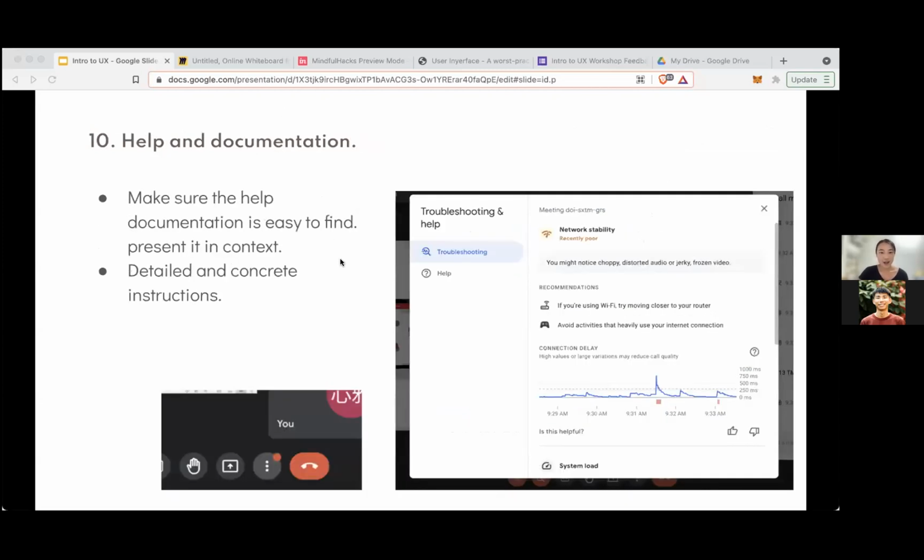And lastly, help and documentation. Whenever possible, we want to present the documentation in context, right at the moment when the user needs it. Documentation here means a help guide that teaches users how to tackle issues when using a product. The example I show here is Google Meet. When you see a red dot on the more icon and click on it, it tells you that you have bad Wi-Fi stability, and it also shows you recommendations on how to fix it. Moreover, it shows you the status of the Wi-Fi right now.